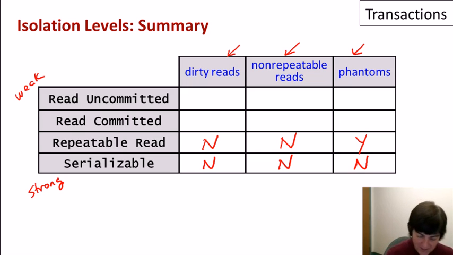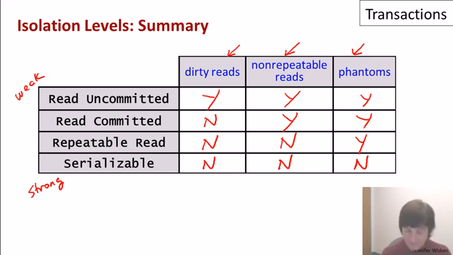Moving up with read committed, we still won't have dirty reads, but we might have non-repeatable reads. So we might read a value that's committed both times we read it. However, a transaction wrote the value in between those 2 reads, so it's different each time. And we may have phantoms as well. Finally, read uncommitted is the absolute weakest, not many guarantees at all. We might have dirty reads, we might have non-repeatable reads, and we might have phantoms.